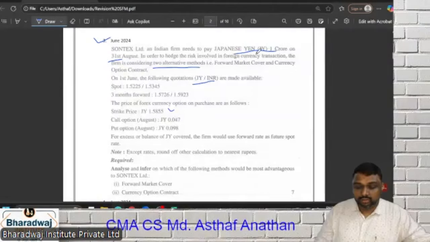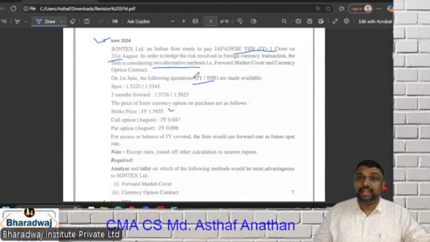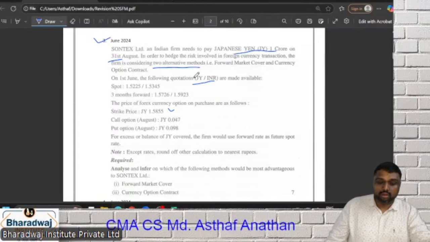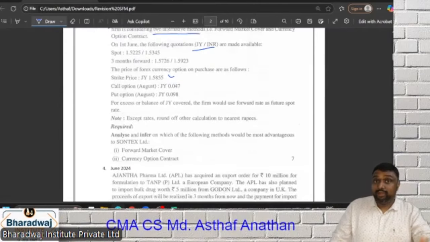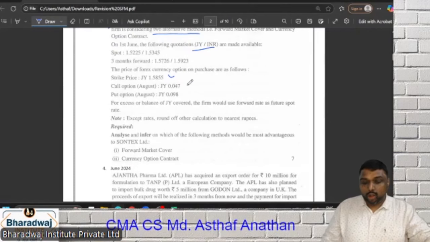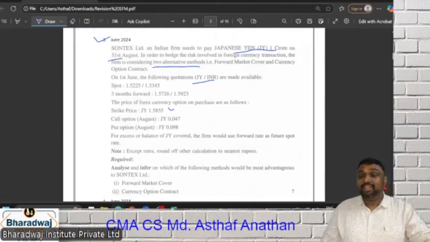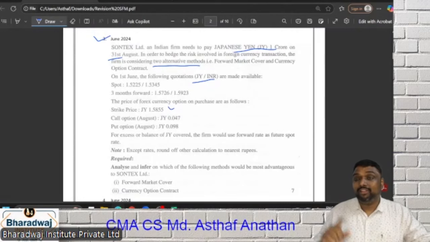Here for n, but n is numerator, so it's an indirect quote. So all the indirect quote concepts will come. Spot rate and forward rate are given. Bid-ask rate, only a two-way quote is given. Strike price, only one price is given. They have given both call option and put option. So you have to think which one is correct, call or put. We learn the concept now.